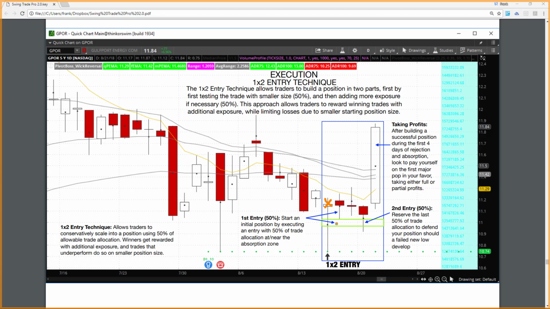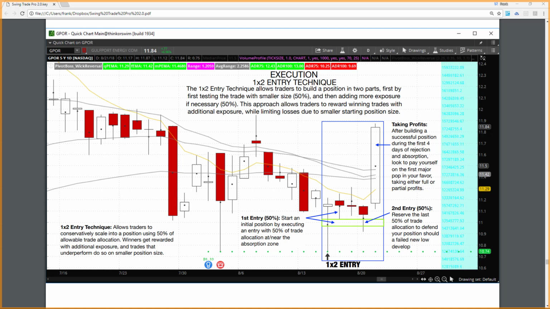Entry point 1, entry point 2, entry point 3, and then your stop run day, that could be entry point 4 if you really wanted. So if you got in to 50% of the trade here or here or here, you could add 50% on this day on the stop run day as well. So various combinations where you could enter this trade with your 50% trade allocation.